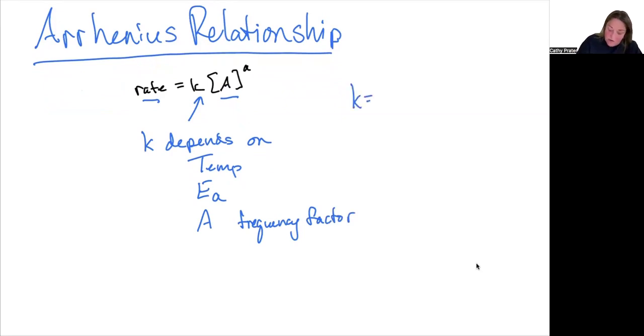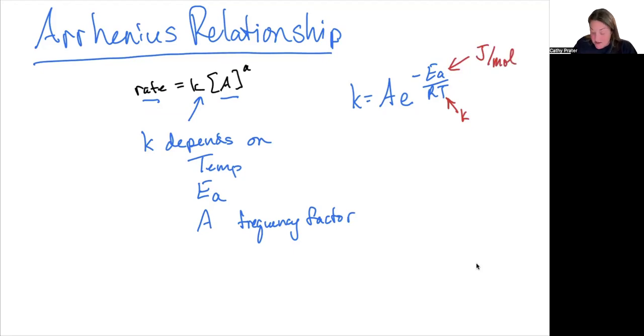Mathematically, k equals A e to the negative Ea over RT. In this equation, per usual, temperature is going to be in Kelvin. Activation energy, you need to be careful for any equation derived from this. It needs to be in joules per mole. R is 8.314 joules per mole Kelvin, and the units of A can change.